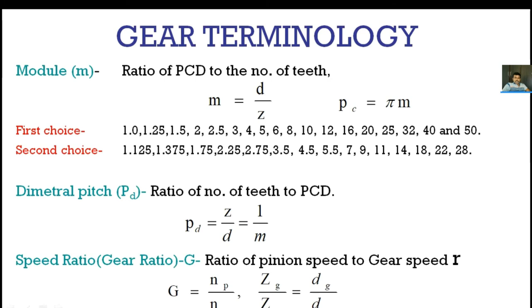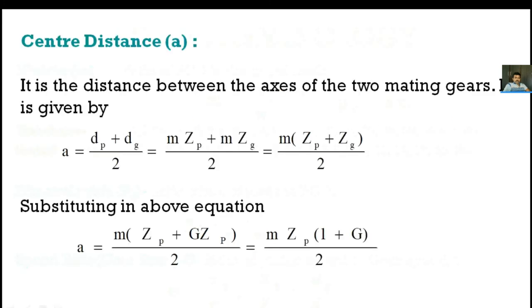But D can be expressed, D is equal to mZ, right? Diameter of gear is equal to module into number of teeth on gear. So that means D is directly proportional to number of teeth. So DG is directly proportional to ZG. Obviously, you can express N is inversely proportional to number of teeth and diameter. Okay. So that is speed ratio.